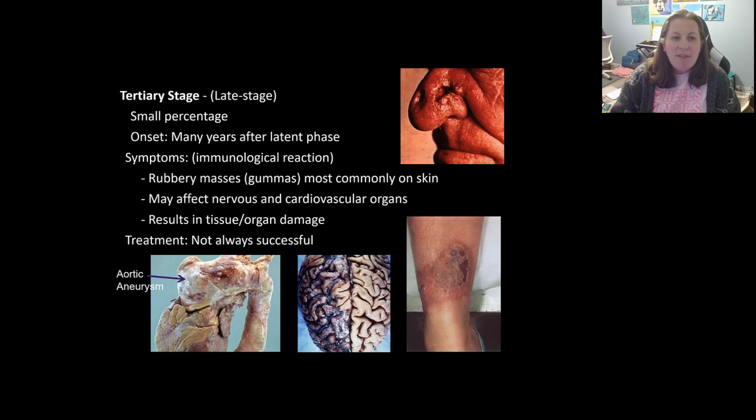We also see that it may affect the nervous system as well as the cardiovascular system. So here you can see that it created an aortic aneurysm, and in the brain you can notice that it starts to affect the brain tissue.